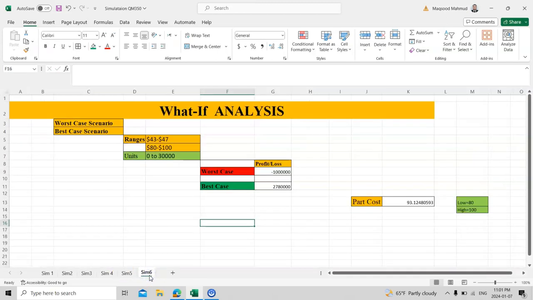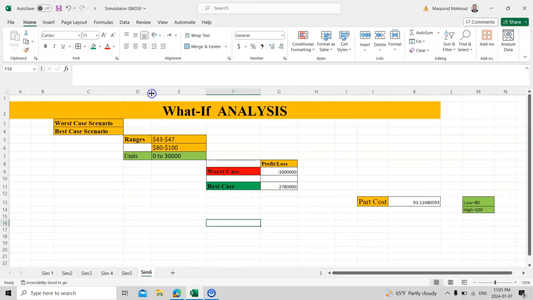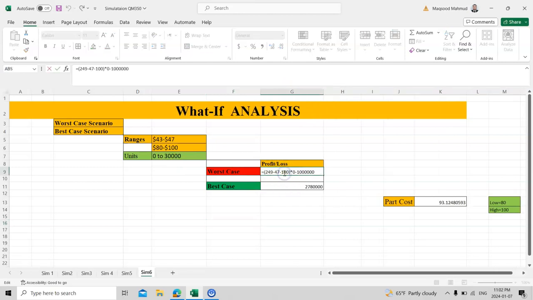Then in what-if analysis, another case could be if you have a range of different dollar values. For example, the range for selling price is 43 to 47 for, let's suppose, shoes, and another one is $80 to $100, and the units you want to sell are from 0 to 30,000 units. So for the worst case, what would be the profit and loss? If you apply the same formula, if you sell 0 units, the worst case is that there is no profit.